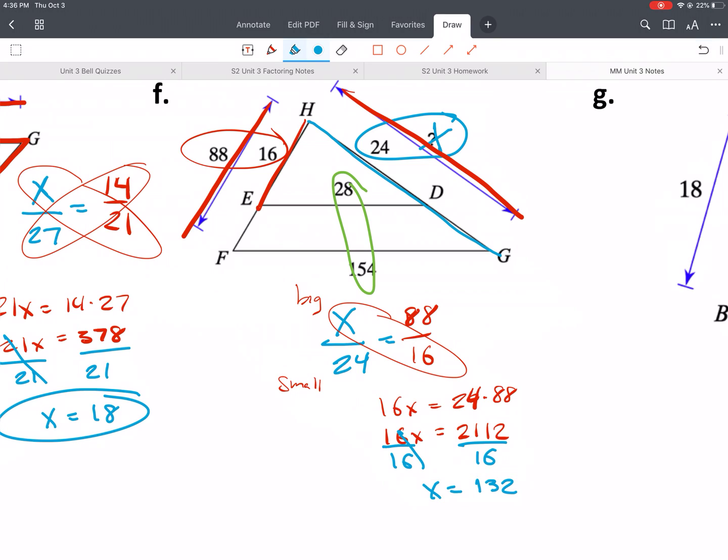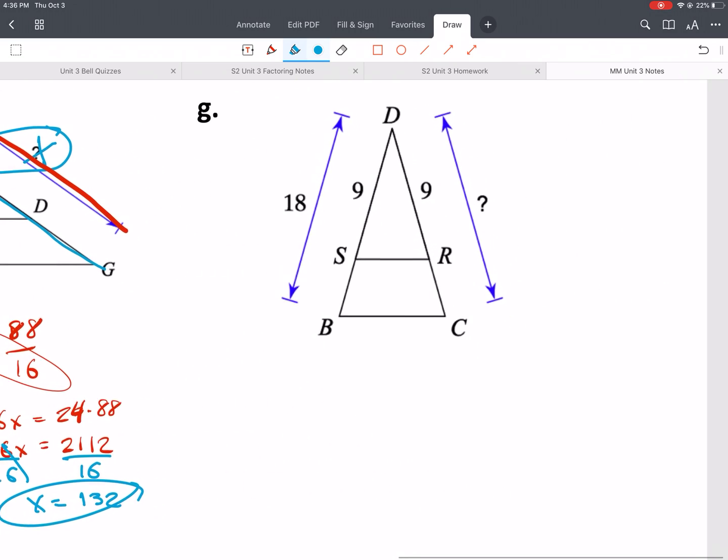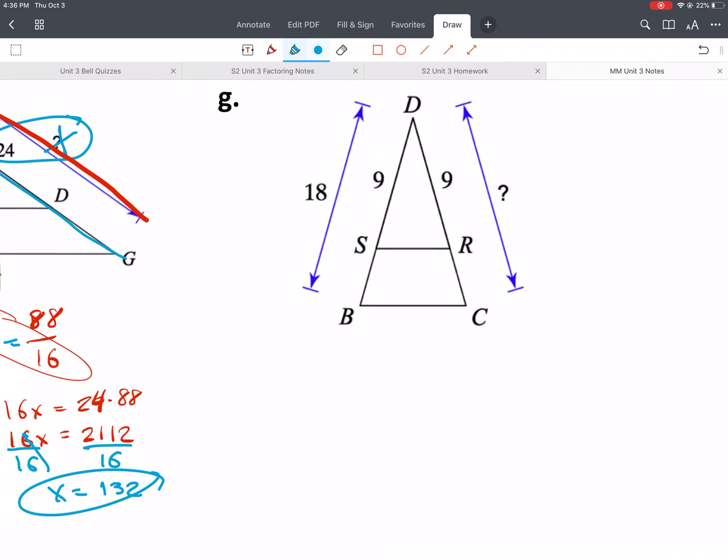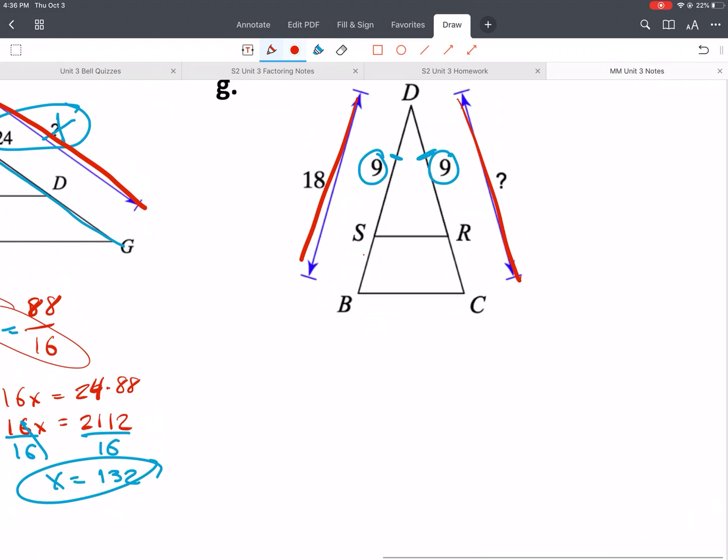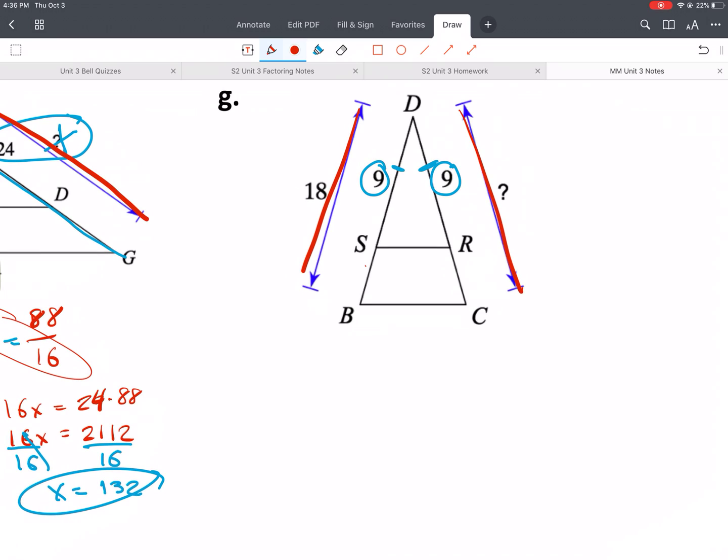Okay? All right. Here's one more. If you look at that, that's a nice isosceles triangle. We have 9 and 9, okay? So that side is congruent to that side. And since they're similar, the big sides have also to be congruent. So this would be 18.